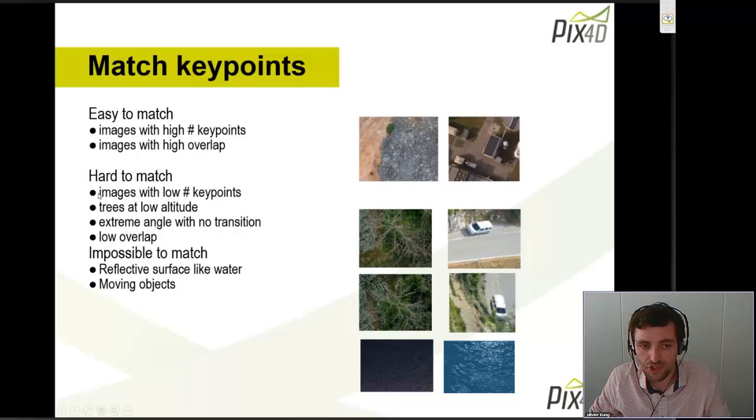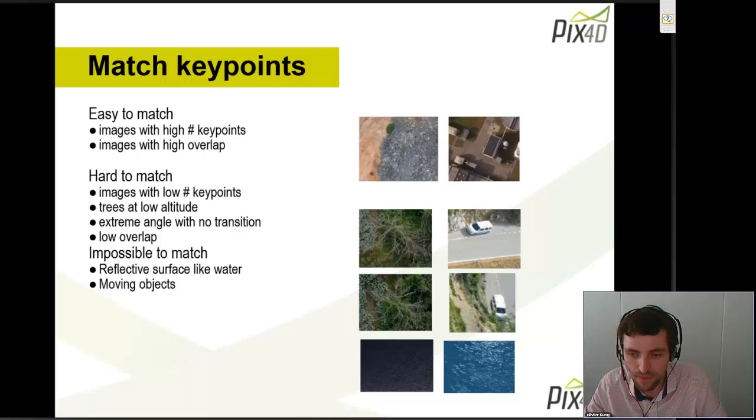What's harder to match is when you have a very low number of key points per image. When you have, for example, trees at low altitude, but I'm going to talk about this later with some examples. When you have extreme angles, so that would be the tree at different altitudes, which looks very different. Or when you have extreme view angles or very low overlap.